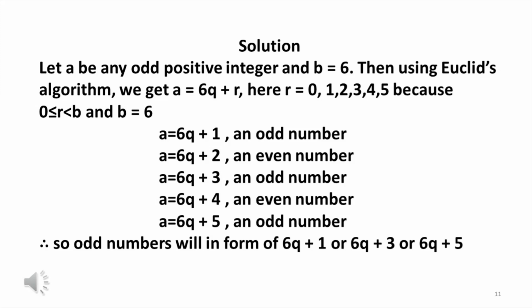a equals 6q plus 1, an odd number. 6q plus 2, an even number. 6q plus 3, an odd number. 6q plus 4, an even number. 6q plus 5, an odd number. So odd numbers will be in the form of 6q plus 1, or 6q plus 3, or 6q plus 5.